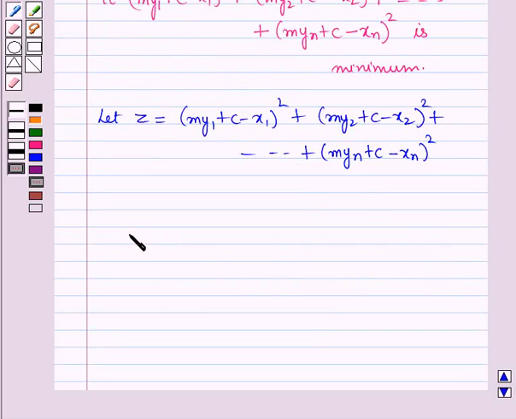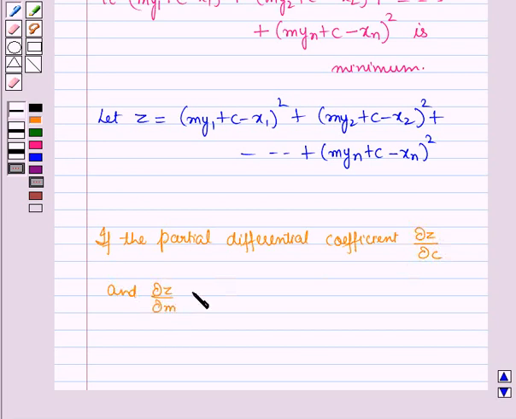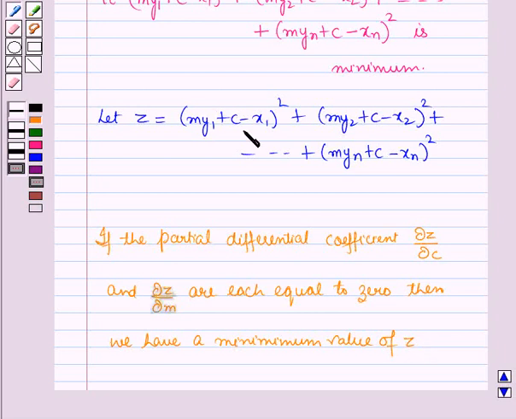Now from differential calculus, we know that if the partial differential coefficients del z over del c and del z over del m are each equal to 0, then we will have a minimum value of z. Now this is the value of z.